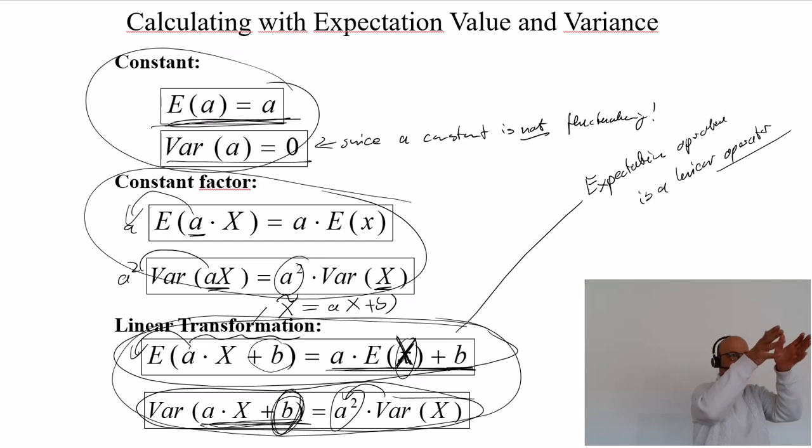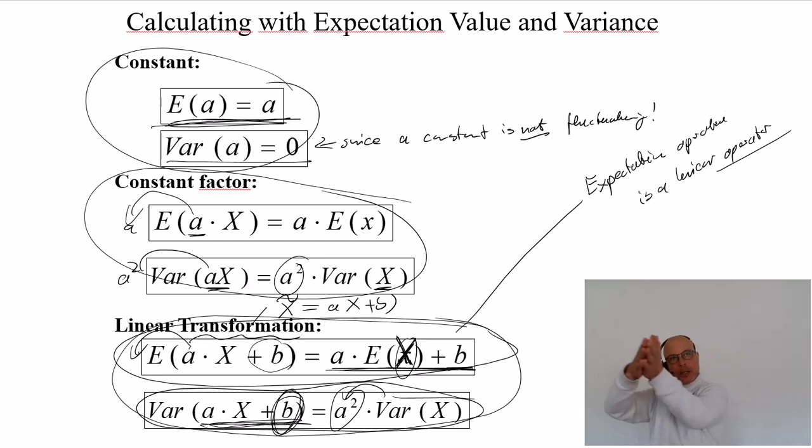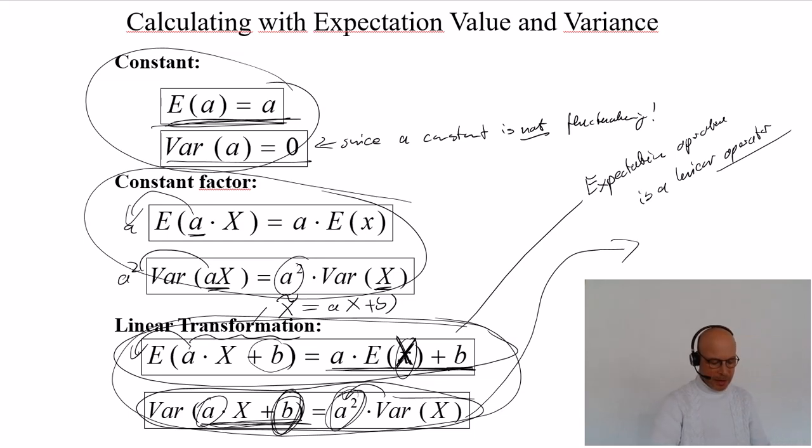No matter if I set my data around 10, or if I add to every single data point also 100, then I'm just shifting to the right my data set, and the fluctuation around my average value is of course still the same. And then of course you have to keep in mind that you have here to take out, since it is the squared distance, the square of the constant.